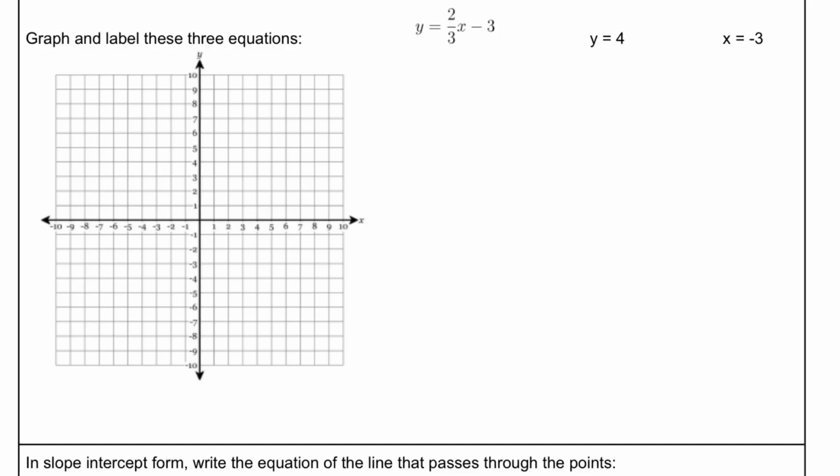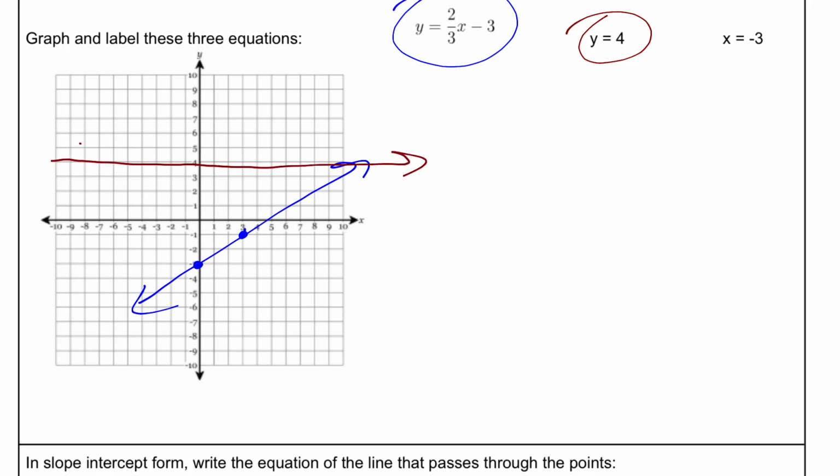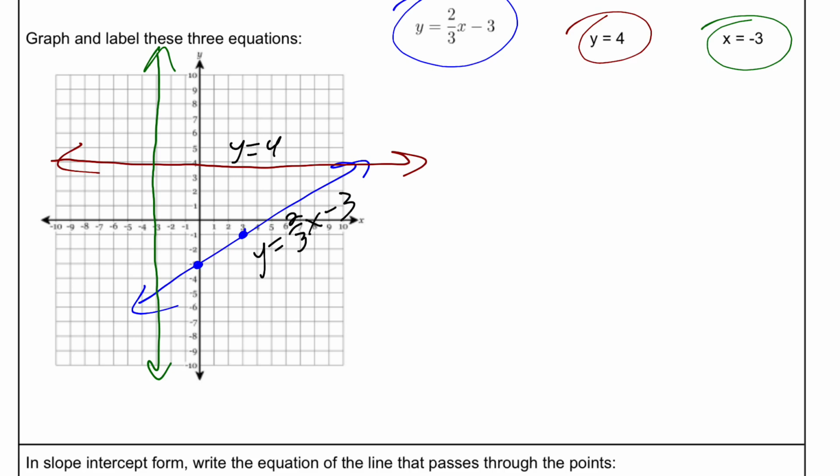Graphing and labeling equations, I'll do this one in blue. I start at negative 3, which is my y-intercept. I go up 2 and over 3, put a dot, there's my line. This one in red, if y is equal to 4, then I am looking at a horizontal line where y is always 4. If x is equal to negative 3, I'm looking at a vertical line where x is always equal to negative 3. So I have to label these. This is y equals 4. This is y equals 2/3 x minus 3. And this one here, x is equal to negative 3.